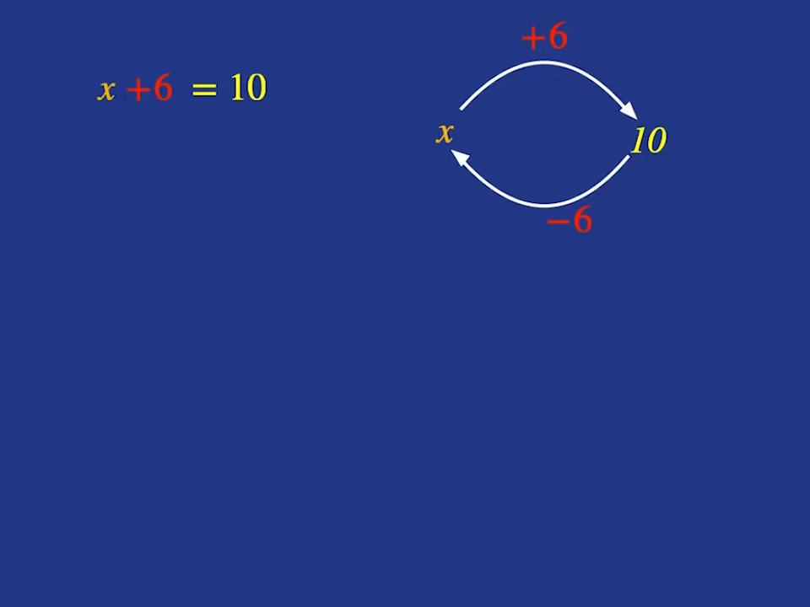Let's do that in our equation. Remember, with equations, what you do to one side of the equation, you have to do to the other. So let's subtract 6 from both sides of the equation. Here, plus 6 and minus 6 will disappear with each other, and you get x, and 10 minus 6 gives you 4. So the answer to this is 4.